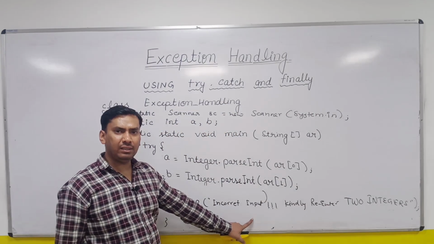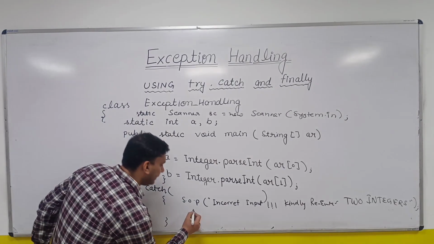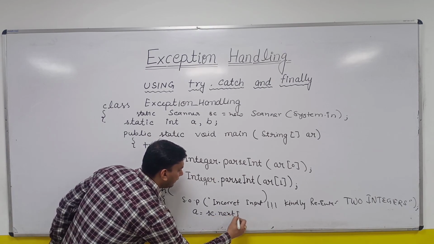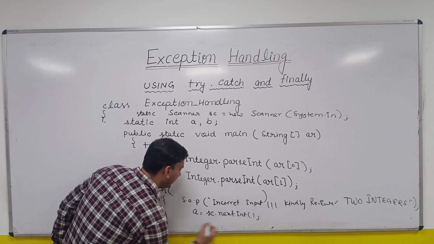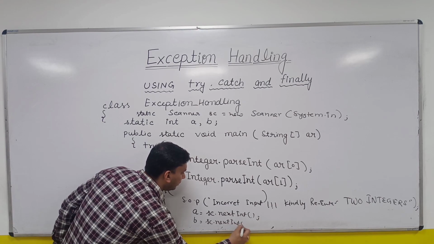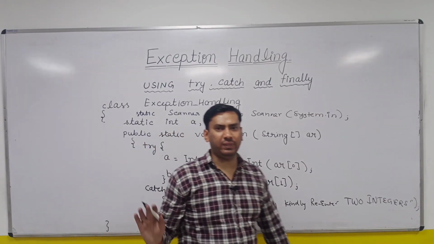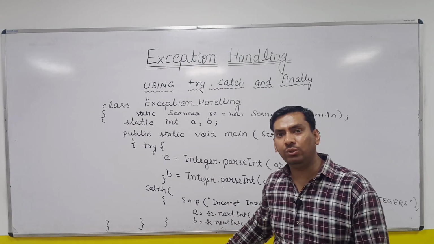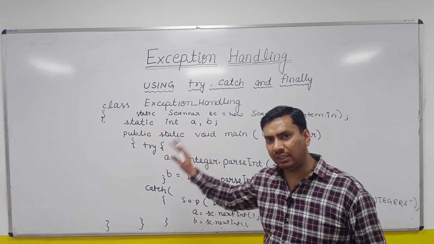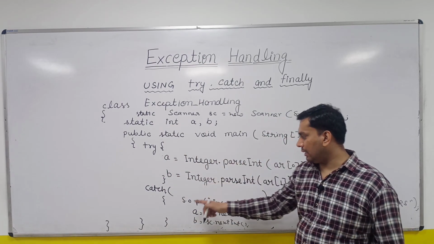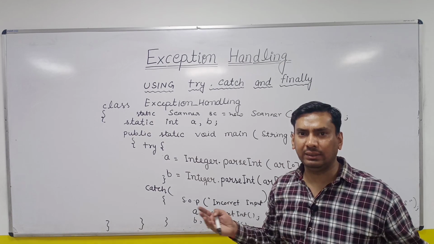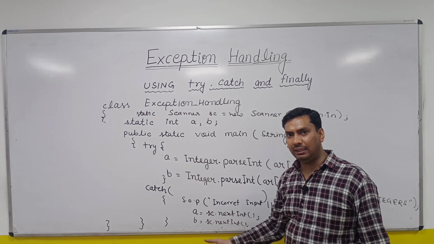So I am asking, dear, re-enter the two integers. The user will enter them. I will say, okay, first input is a = sc.nextInt(), so I will read the input. Similarly, b = sc.nextInt(), the second input. So it means I am giving the user the flexibility to enter the values even after the mistake in the first chance. Even if the user has not given the two command line inputs, an exception will occur. I will gracefully handle the situation and ask the user to enter the values once again. Right? So this is exception handling.